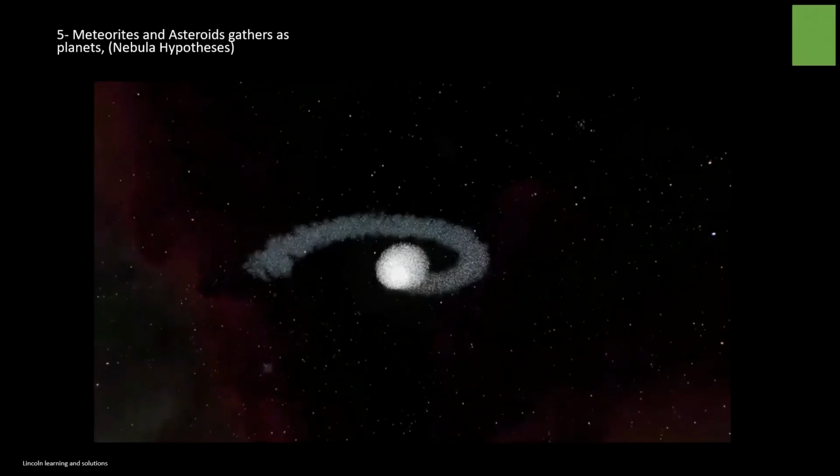Now, the fifth stage or phase of creation of the solid planet, and one of them is the planet Earth, is the meteorites and asteroids gather together to make a bolt of fire, which in the evolution of this bolt of fire will become a planet orbiting the sun. And this has been explained according to the nebula hypothesis.